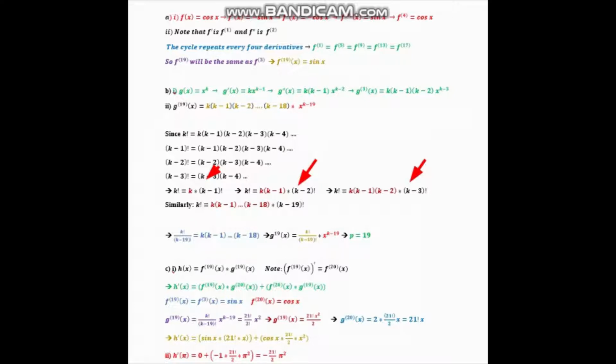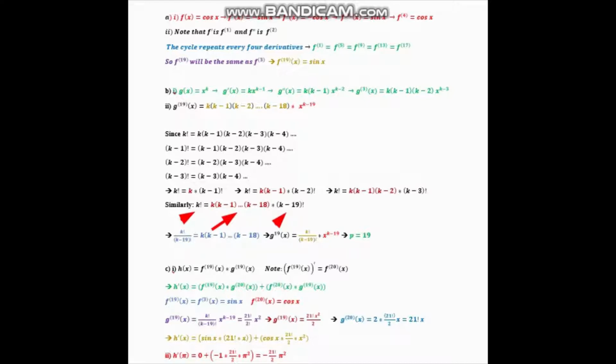So if I want to reach up to k minus 19 factorial, I would write k times k minus 1 up to k minus 18. And you will notice that this is the same as the gold expression right there. Hence, if I want to get an expression for this gold expression alone, how can I do that? Simply by dividing k factorial by k minus 19 factorial. This shall give me the red expression right there.